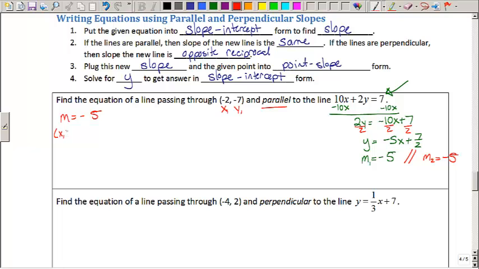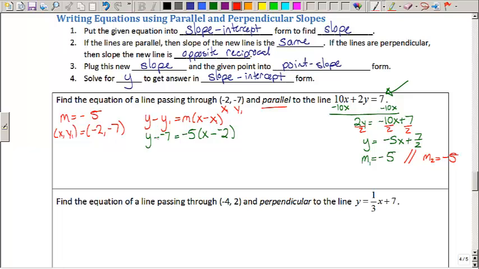I have an x1, y1 of (-2, -7), and now I can just use my point-slope form, just like I did on the earlier problems, to find my equation. y minus y1, which is -7. Notice there's a minus from the equation. There's also a negative from the 7, which makes it a minus and a negative, equals m, which is -5, parentheses x minus x1, and my x1 is -2. Notice there's a negative because the equation has a minus in it, and a negative because the 2 is negative.